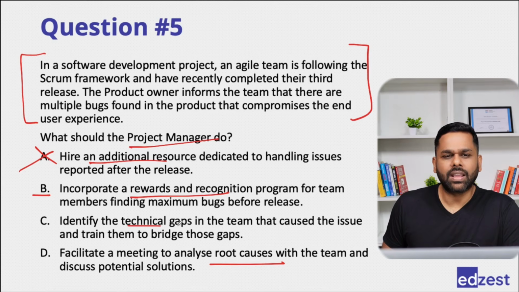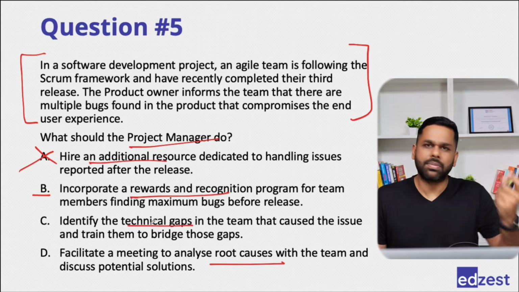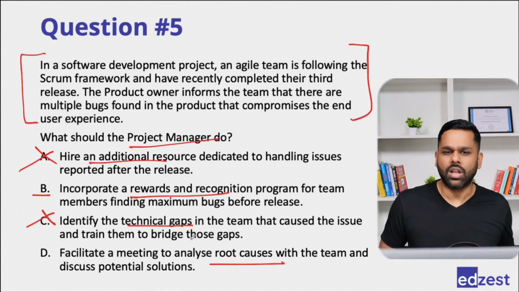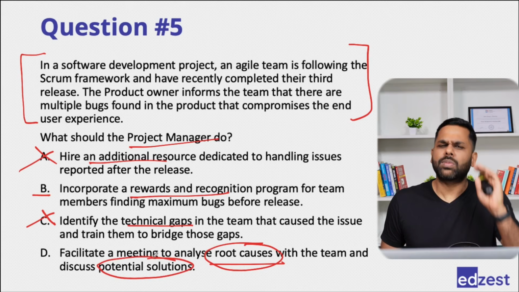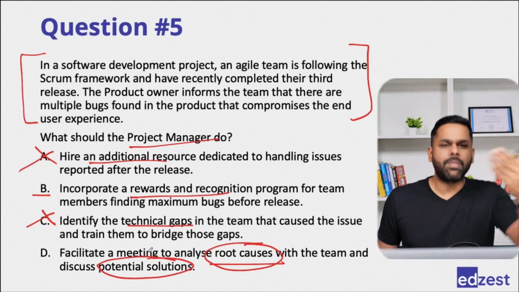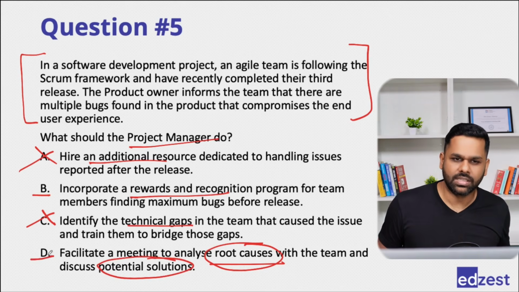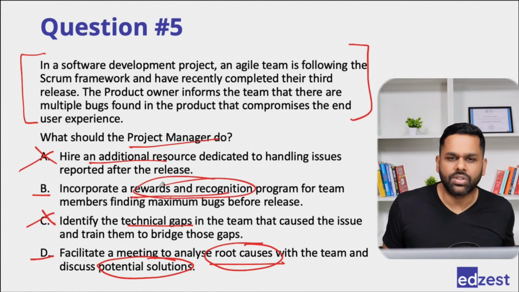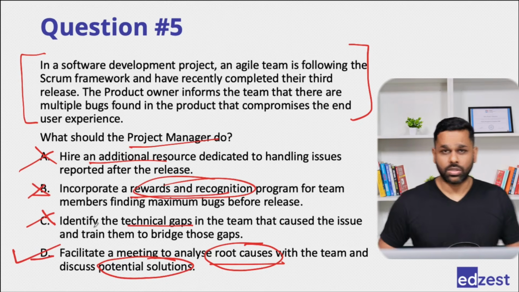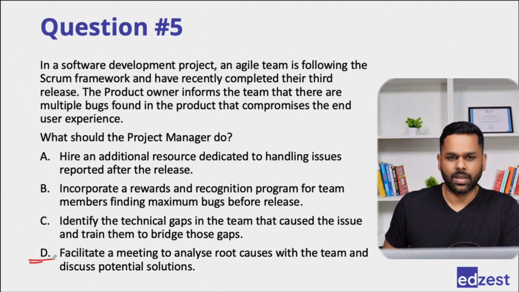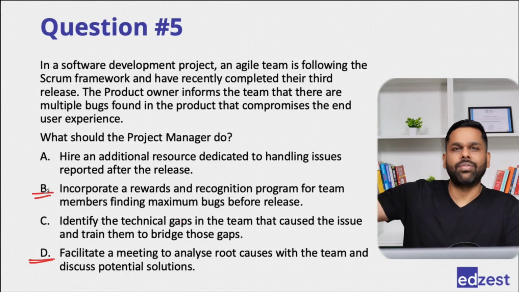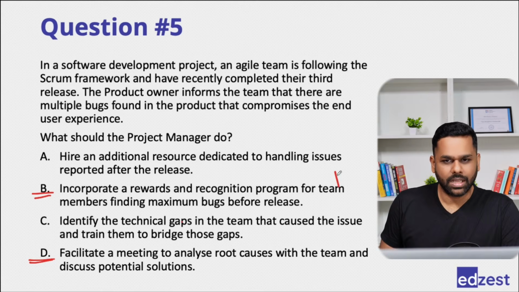In C, identifying the technical gaps, sticking only to the technical gaps. We don't know whether it's a technical issue or not. So identifying the root cause and then looking for potential solutions would be much, much more helpful than implementing the solution itself. And hence, comparing to B, which is more like a solution that we are implementing, D is much better. Also, D talks about finding a solution to this problem. B talks about preventing it in future. So B is a preventive action, D is a corrective action.